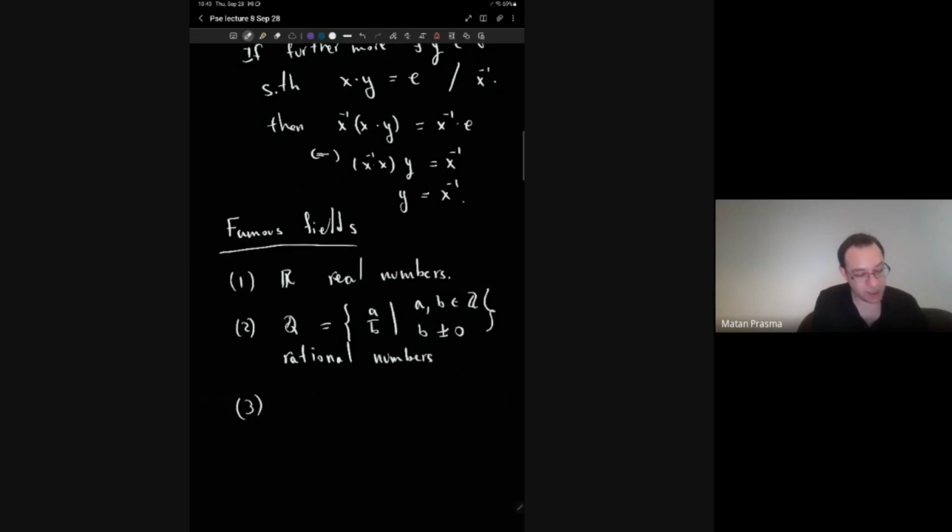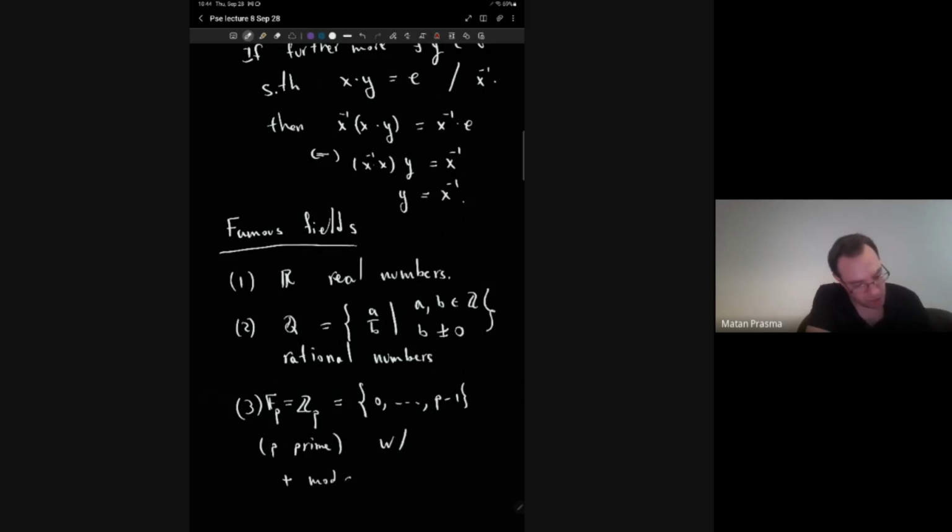Of course, we saw what we denoted as integers modulo p, but now I will also denote it as Fp. This is all the numbers 0 up to p minus 1, where of course p is prime, with the operations addition modulo p and multiplication modulo p.